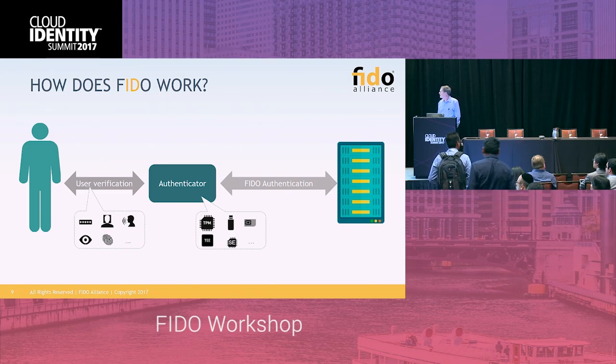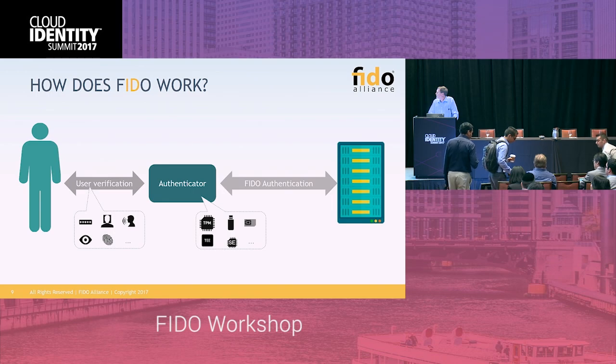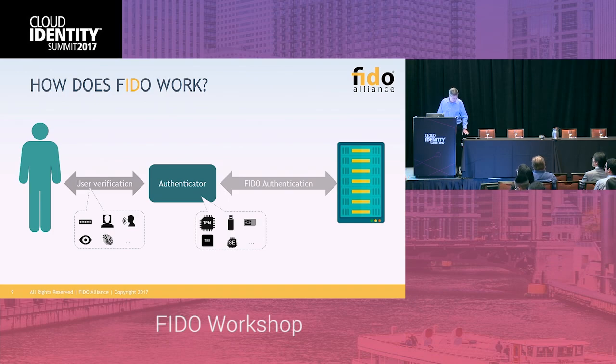And there are many, as we just said, many forms of user verification: voice, biometrics, fingerprint, iris, PIN codes, et cetera. And the authenticators can be TPM chips, secure execution environments, trusted execution environments, USBs, and even, to some extent, smart cards can actually play a role in here.